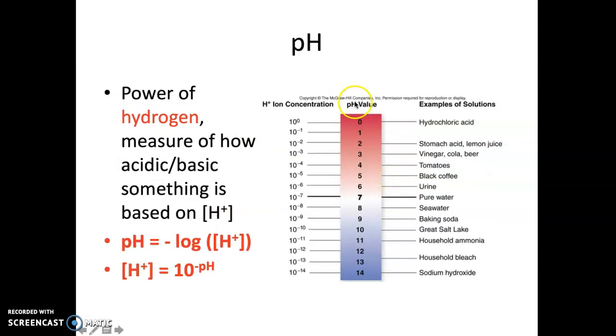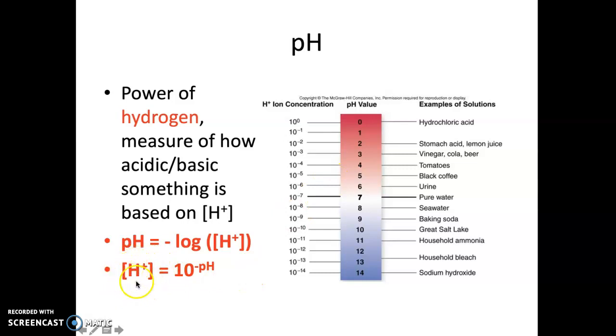Now, as you can see, pH is directly related to the concentration of H plus. And actually, pH is equal to the negative log of the concentration of H plus. So if I take the negative log of 10 to the 0, or 1, I get 0. If I take the negative log of 10 to the negative 1, I get 1. Take the negative log and so forth and so forth.